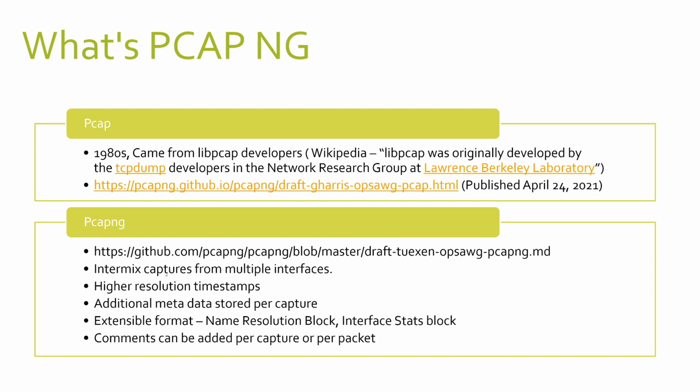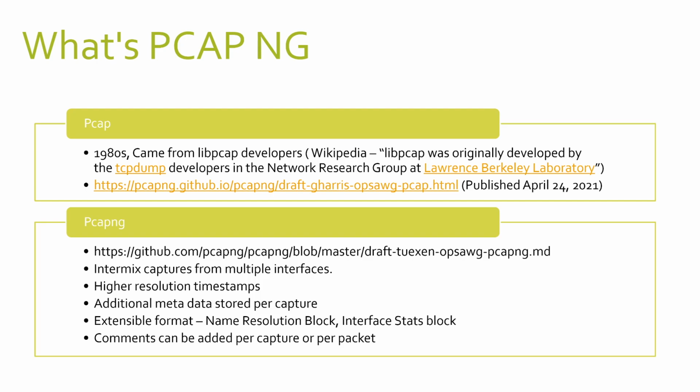PCAPNG is a format that provides, like I said, multiple levels of flexibility. One of the things it does is it allows us to capture multiple interfaces and even mix multiple interfaces within the same file, something that PCAPs don't do. PCAP captures from a single interface, so the whole capture is from one interface. PCAPNG also allows higher resolution timestamps. The typical timestamp in PCAPs was microseconds, and you can do nanosecond resolution timestamps with PCAPNG.